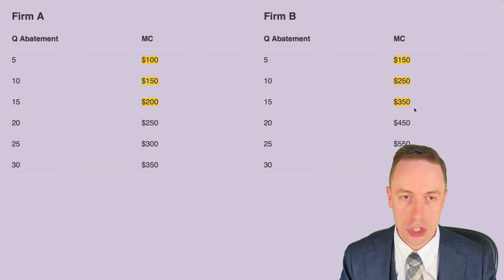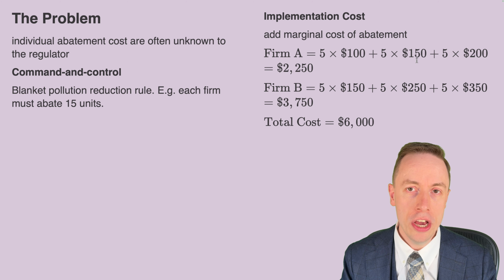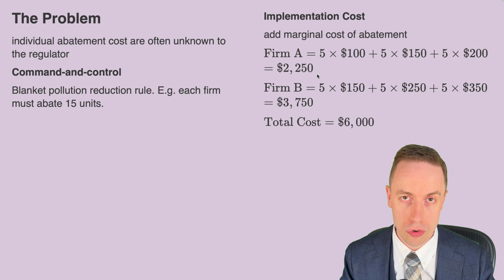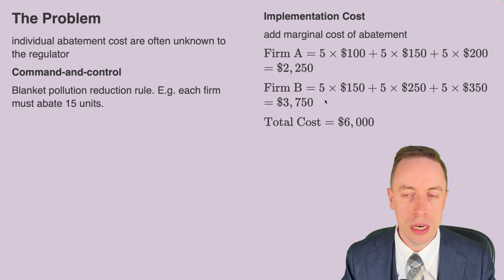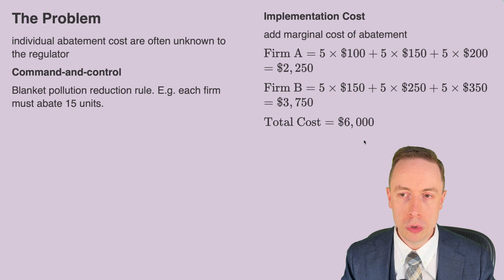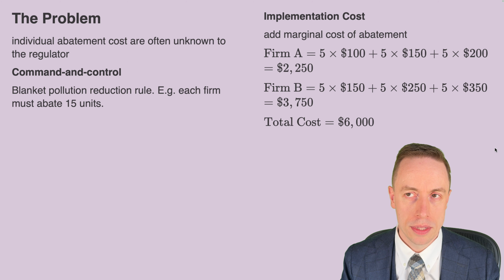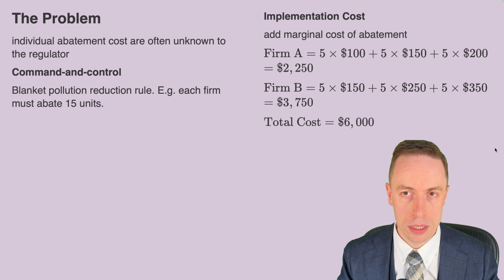So let's look at the implementation cost of this particular regulation. Here's firm A, 5 times 100, 5 times 150, 5 times 250. Firm A has to spend $2,250 to upgrade its plant in order to reduce particulate emissions by 15 pounds. Firm B, with the always higher cost, 5 times 150, 250, 350, has to pay $3,750 to upgrade its plant. And then as an economist, I look at the situation and I say, okay, the social cost of complying with this regulation is that it would cost us $6,000 to get particulates reduced by 30 pounds. And that's the social cost.